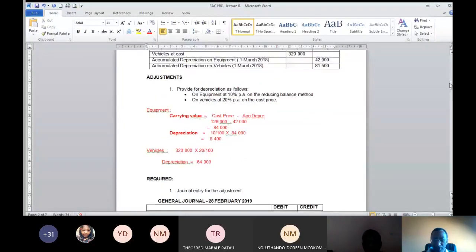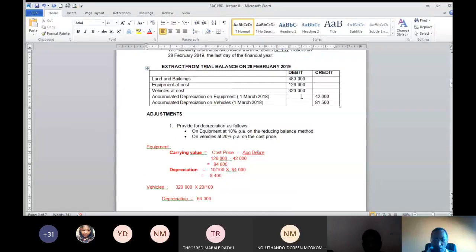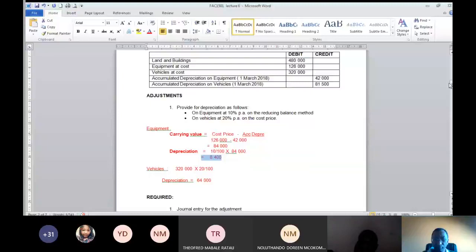Go to your trial balance for equipment. Your cost is 126,000. Accumulated depreciation is 42,000. 126 minus 42 is 84,000. Take your 10% on that amount and your depreciation is 8,400. That is the depreciation on your equipment.